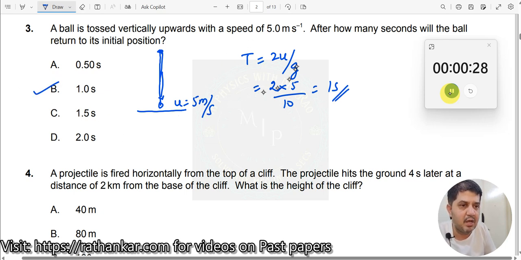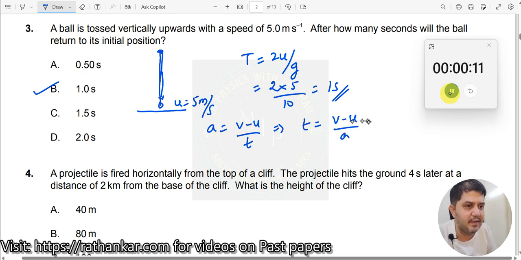But if you want to know how we get this, you can use a is equal to v minus u divided by t. You can use this expression, and thereby I can write t is equal to v minus u divided by a. Now, what is a? Acceleration due to gravity, which we already know. This is nothing but minus 10.